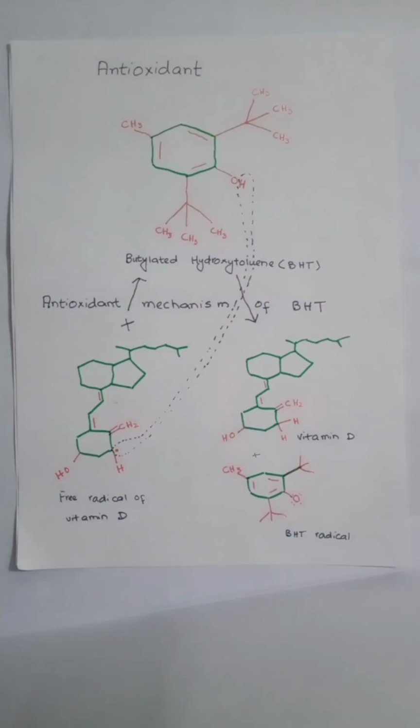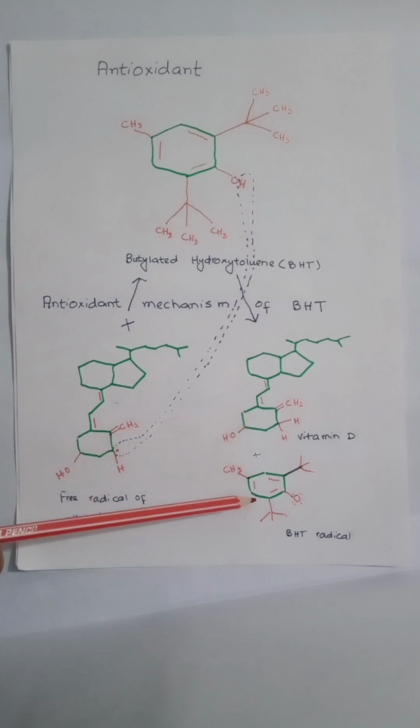How does butylated hydroxytoluene prevent the oxidation of vitamin D and other lipids? When a vitamin D radical is formed, butylated hydroxytoluene transfers the hydrogen atom of its hydroxyl group to the vitamin D radical and converts it back to vitamin D, due to which the oxidation of vitamin D is terminated. Hence, when a vitamin D radical is attacked by butylated hydroxytoluene, it again forms vitamin D and a BHT radical.